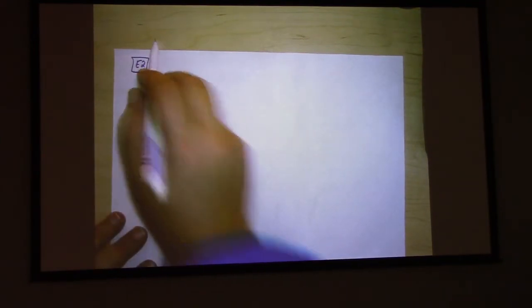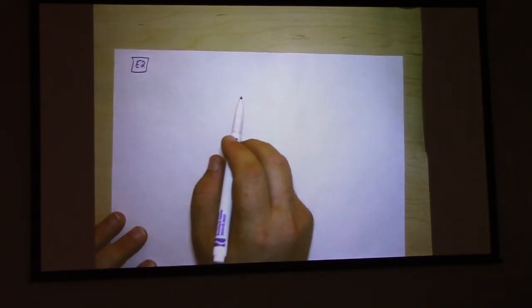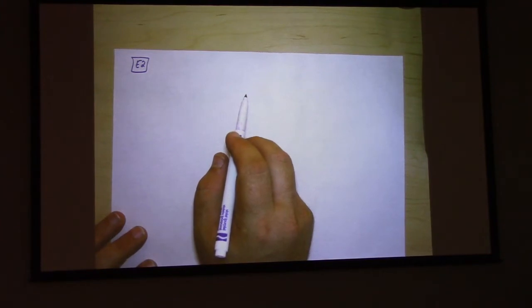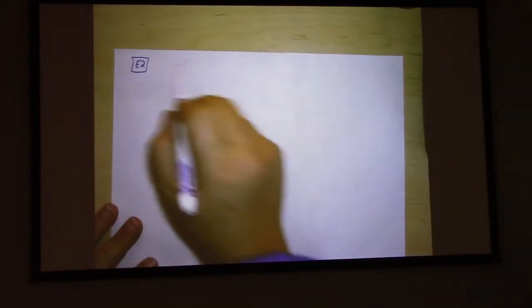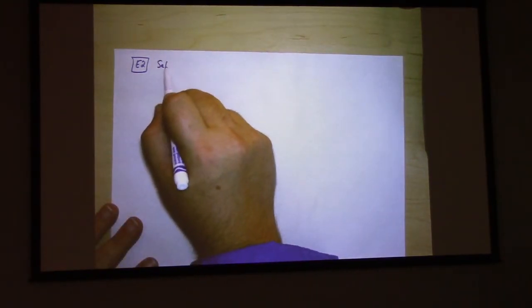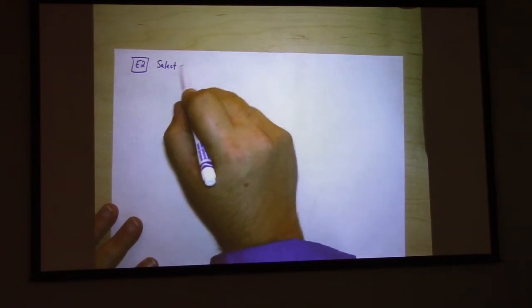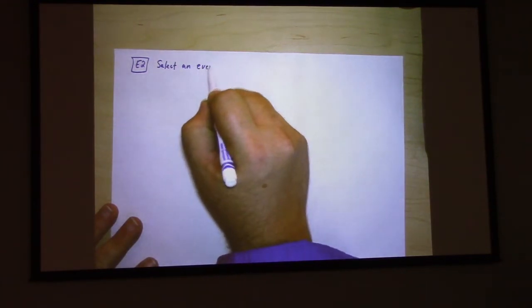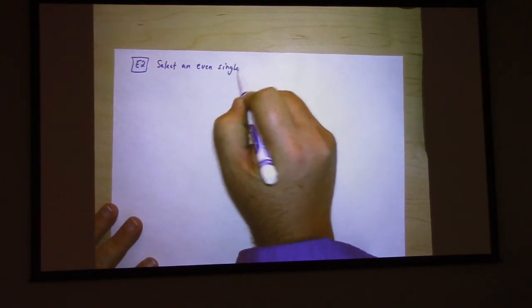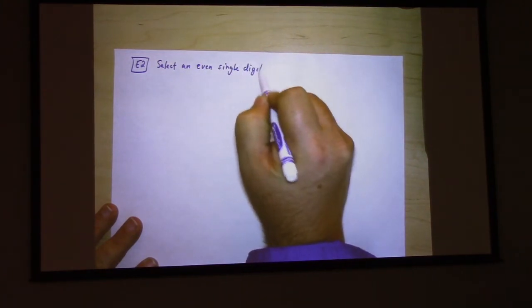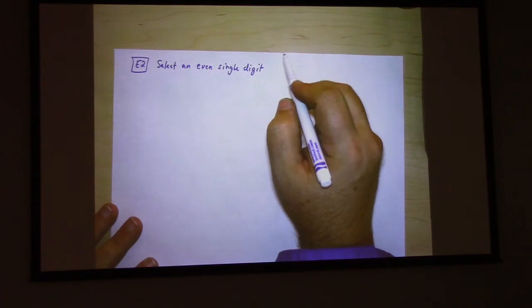Let's see here. It says, this is exercises 1 to 10. List the elements of the sample space defined by each experiment. So here it is. Select an even single digit whole number.